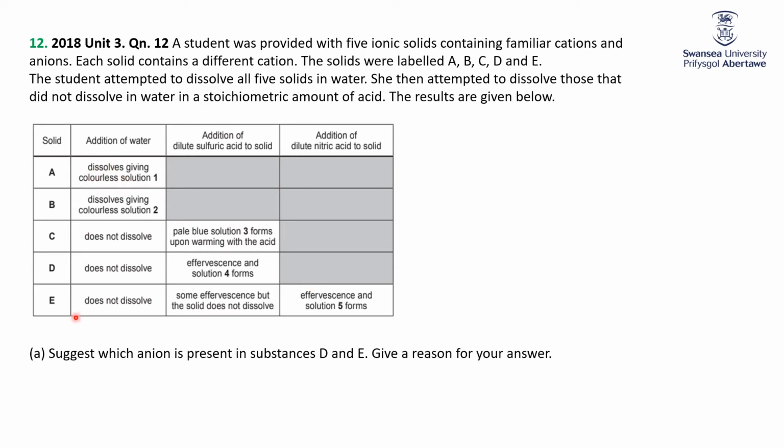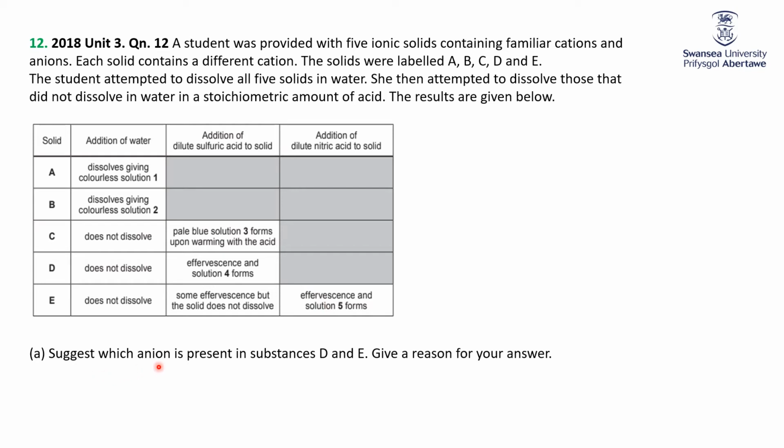Remember that C, D, and E are insoluble in water. However, if we add an acid to it, say sulfuric acid, then we make a pale blue solution from C. When we add dilute sulfuric acid to D and E, we get some bubbling. And when we add dilute nitric acid to E, we get bubbling there.